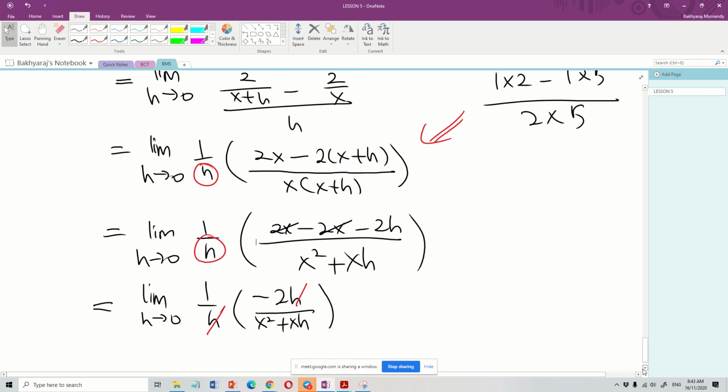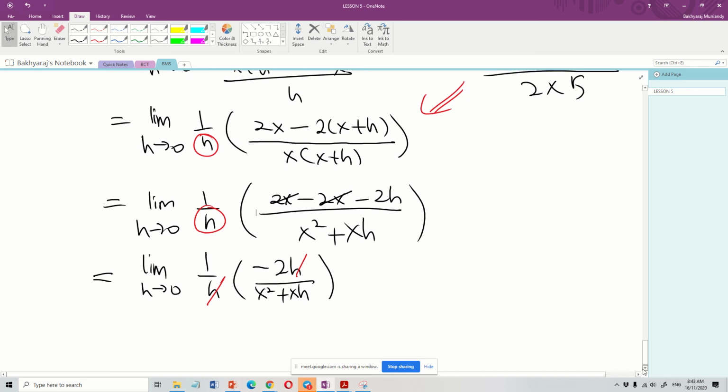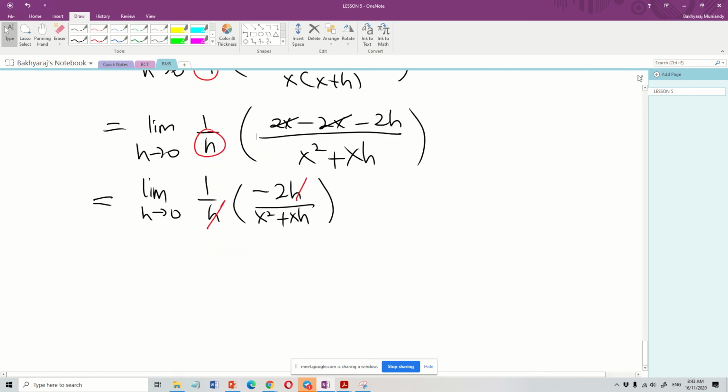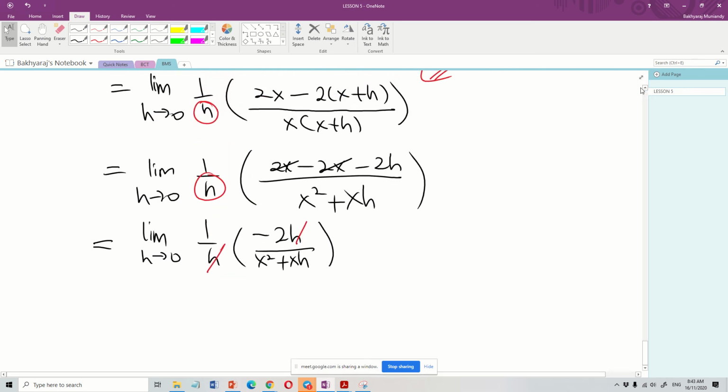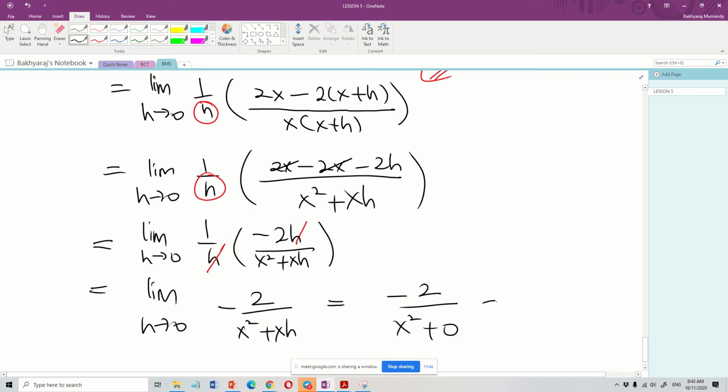Okay, so sini dapat, kita akan dapat negatif limit h approaches 0, then you get negative 2 over x square plus xh. So when you do substitution, you dapat negative 2 over x square plus 0, which is negative 2 over x square.